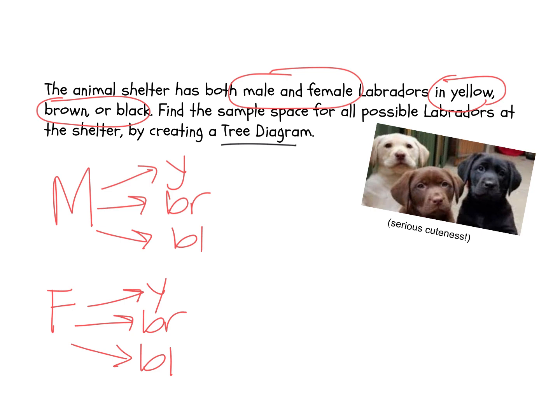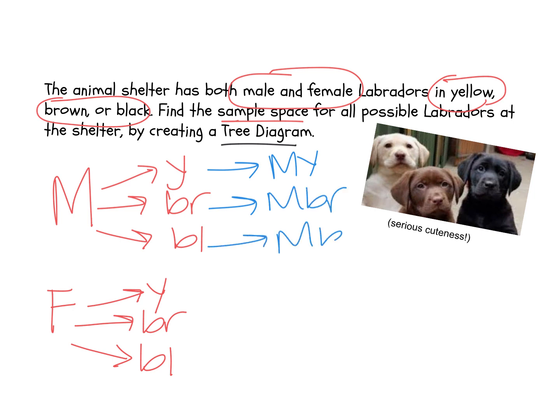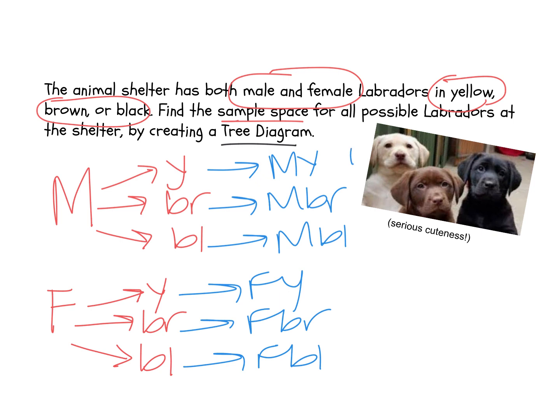So the sample space then, this time we just count the whole right side, and we can see that because this right here is a male yellow. This is a male brown. This is a male black, female yellow, female brown, female black. So we have 1, 2, 3, 4, 5, 6 total outcomes.